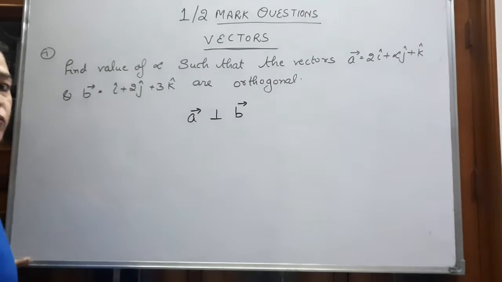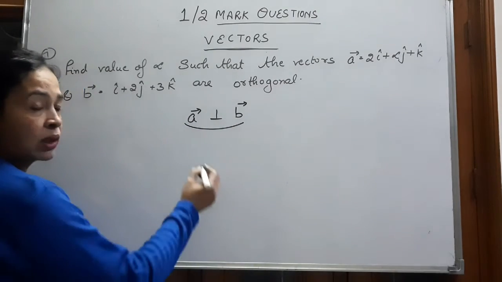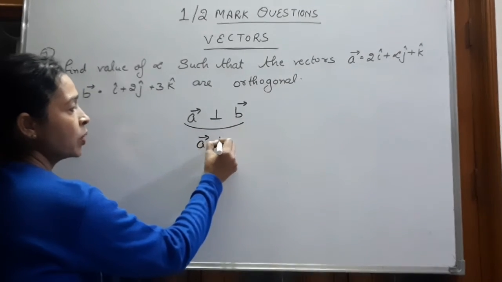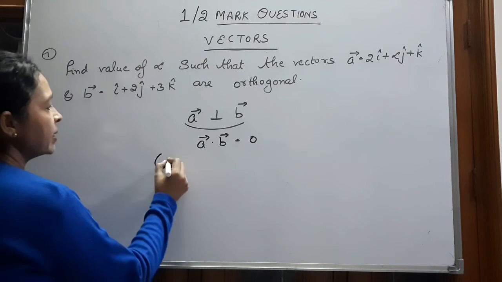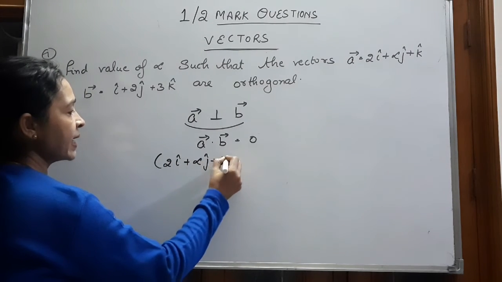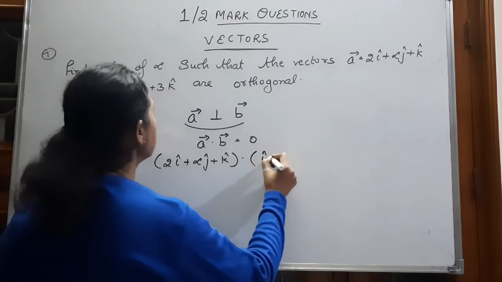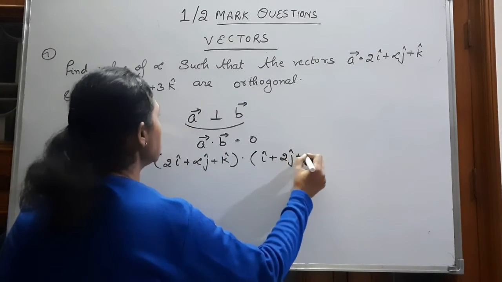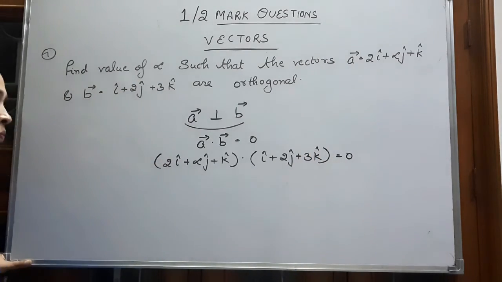The angle between these two vectors is 90 degrees. If two vectors are perpendicular, what does this mean? Their dot product is 0. We have vector A, 2 i cap plus alpha j cap plus k cap, dot vector B, which is i cap plus 2 j cap plus 3 k cap, and this equals 0.